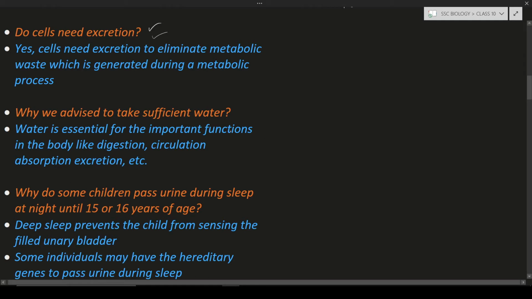Okay, why do we advise taking sufficient water? The answer is the metabolism. During the metabolic process, important functions take place in the body. As a result, water is necessary to remove the waste materials from the cells. That is why people, especially your parents and doctors, advise you to take a sufficient amount of water.